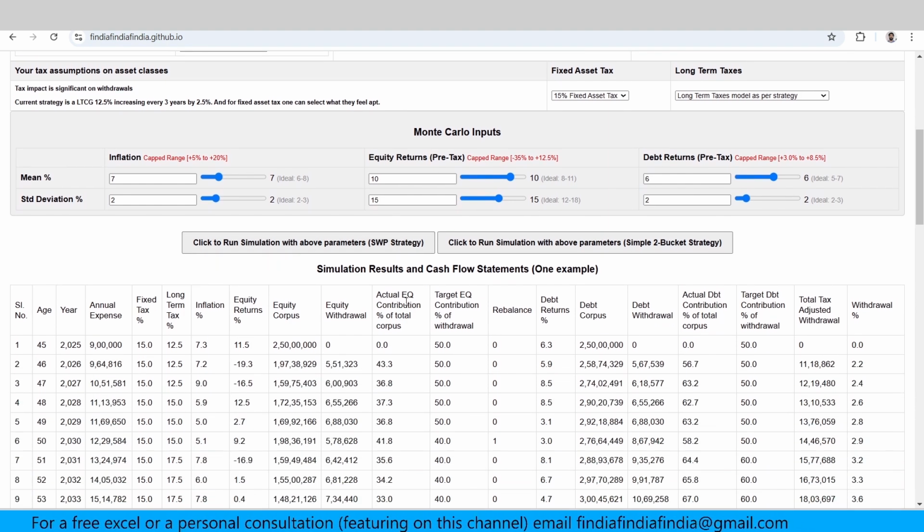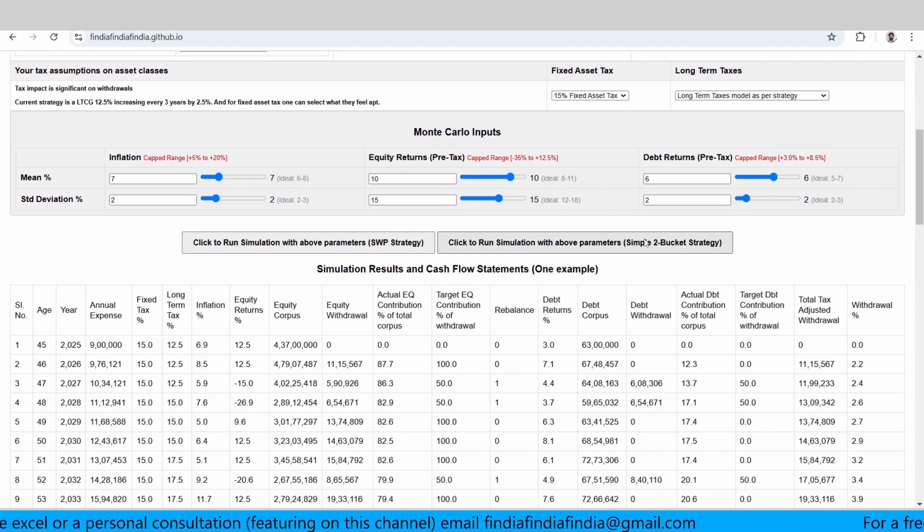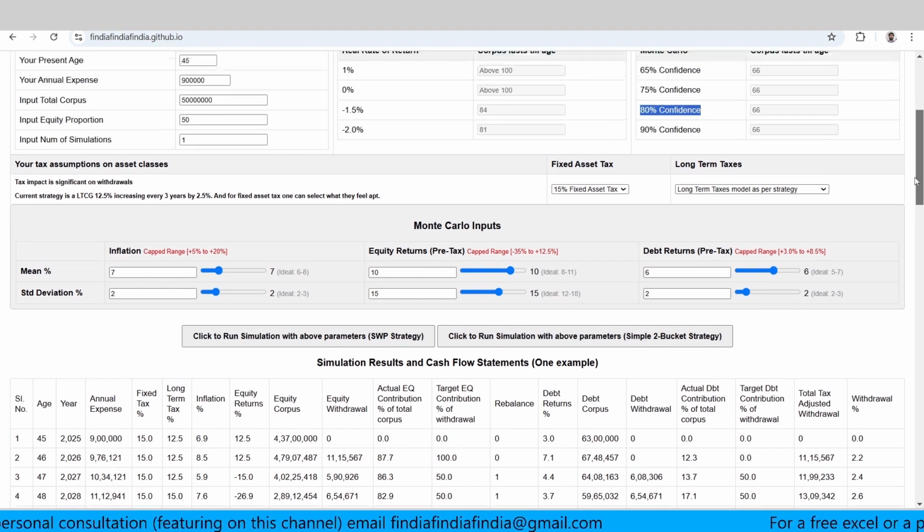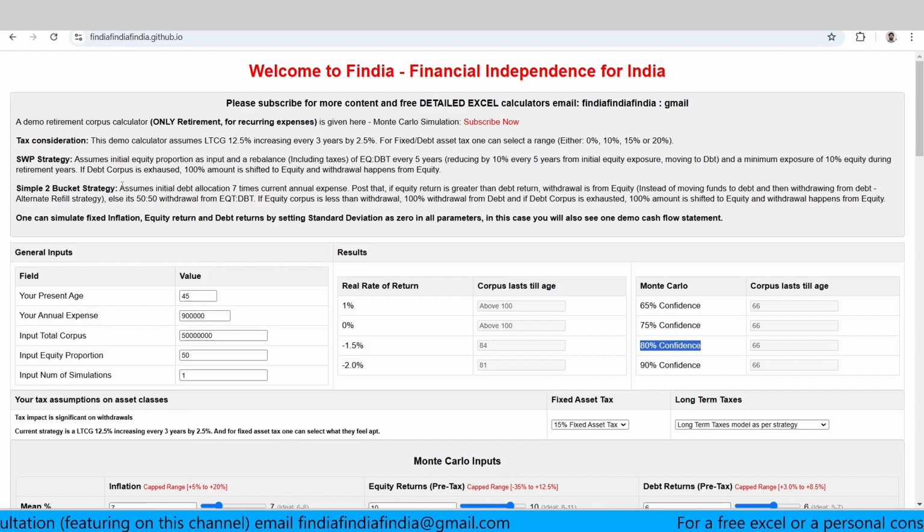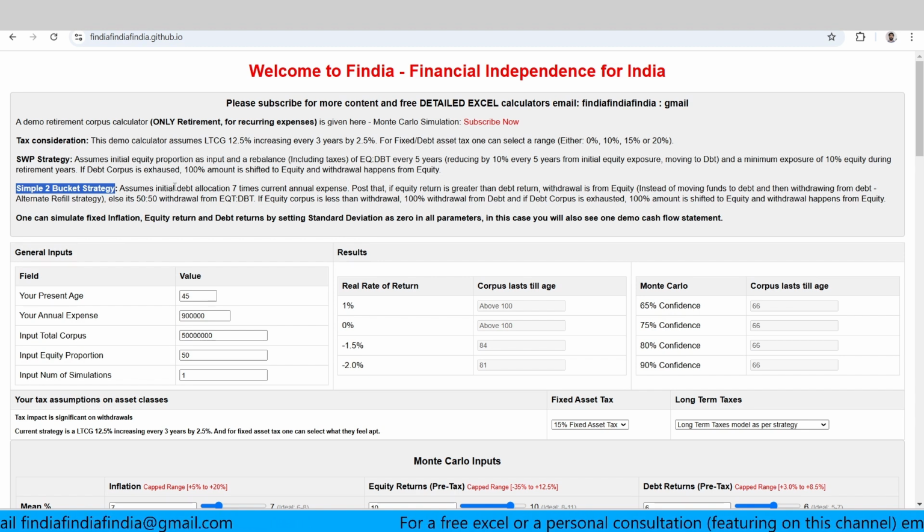We also have something called a 2-bucket strategy here. What we are doing in the 2-bucket strategy is very simple. A typical 2-bucket strategy is that your first bucket holds a debt fund for about 3 to 5, 6 or 7 years. Then you periodically move funds from equity, your second bucket, into debt, that is high liquid funds. You move funds from the long-term bucket to the short-term bucket. That's the concept.